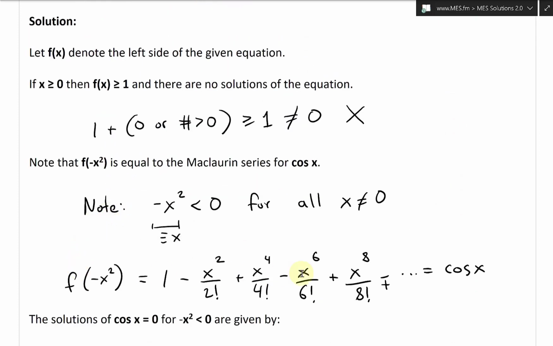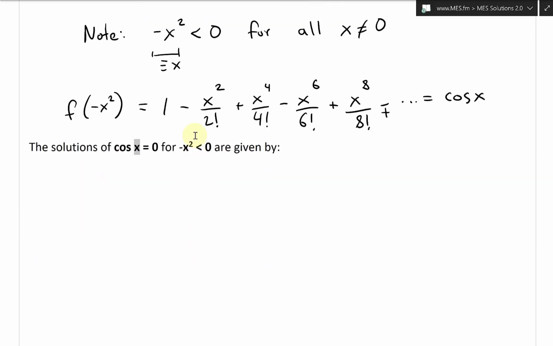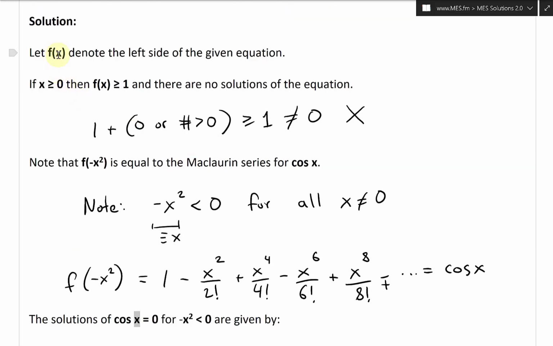Alright, so here I quickly teleport it back here. Now that we have this, we just need to find the zeros of this cosine x. So the solutions of cosine x equals 0 for negative x squared less than 0. Remember, this x is a product of the transformed one, and the solutions manual even got it mixed up, I believe. So we've got to get the solutions for cos x equals 0 for negative x squared less than 0. It matches up with our earlier one here.